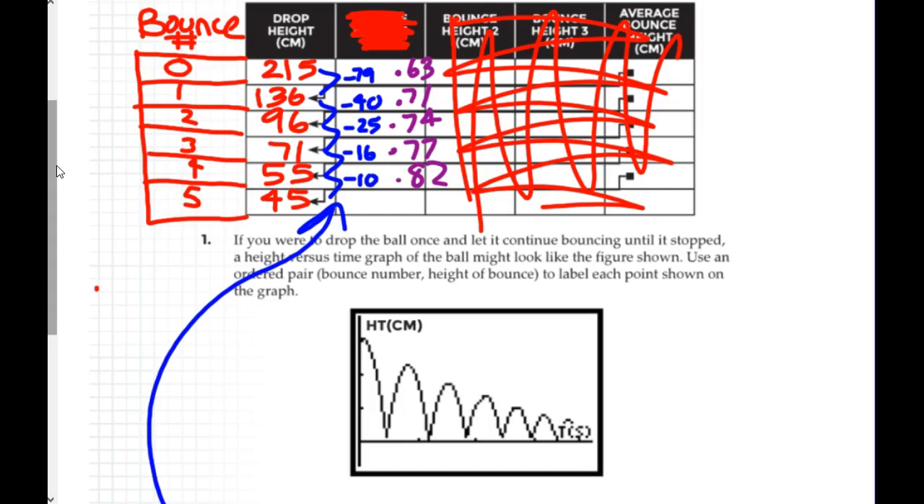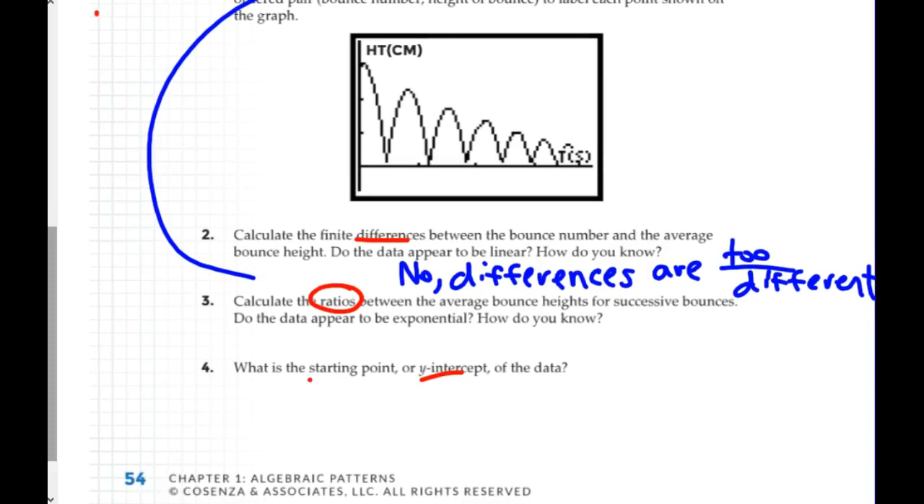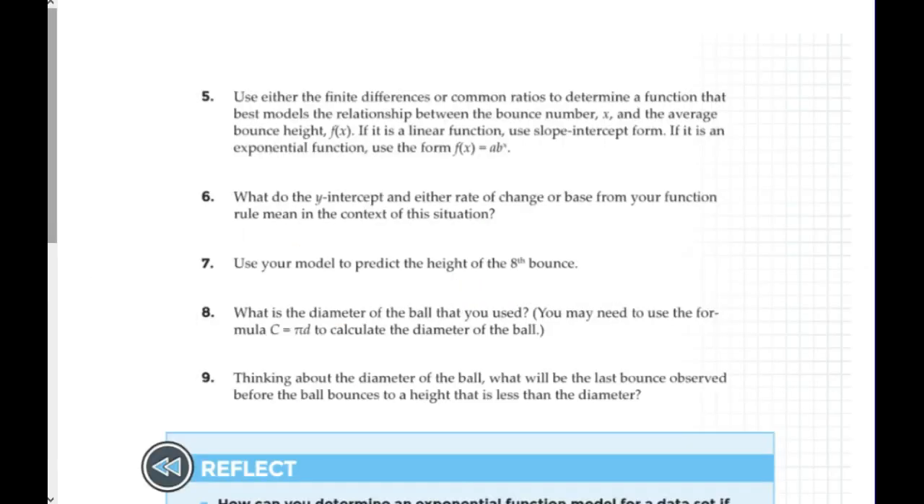So the x bounce is 0. That's where we started to drop it, right? So the y-intercept is 215 centimeters. That's where we started in the video bounce drop, okay? Now, we're going to take that information and use our calculator to get an exponential function.